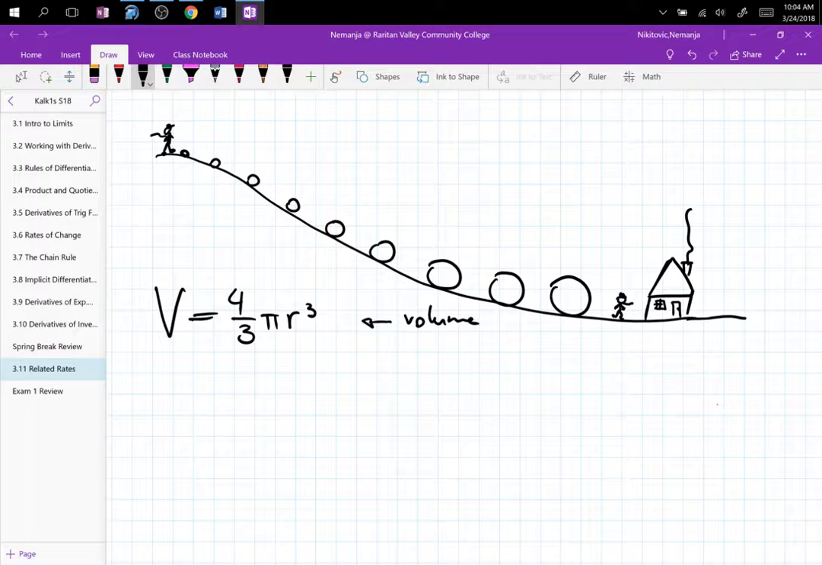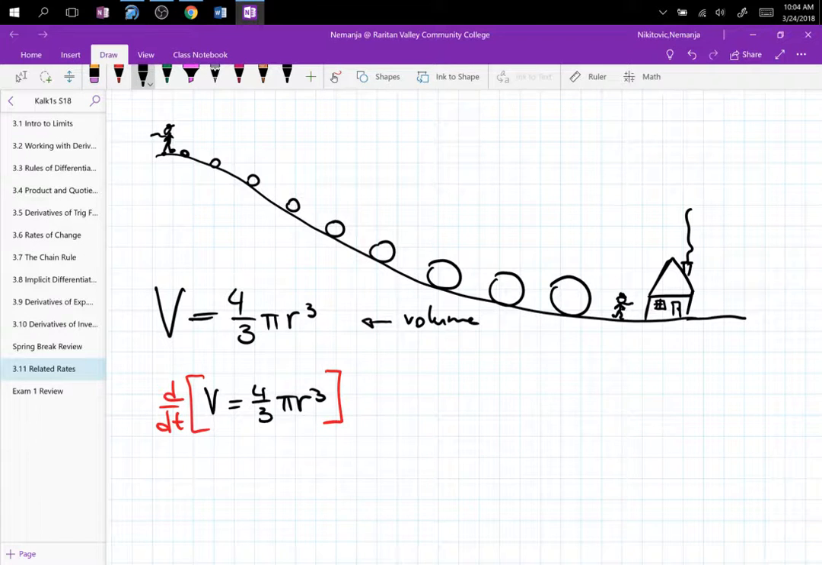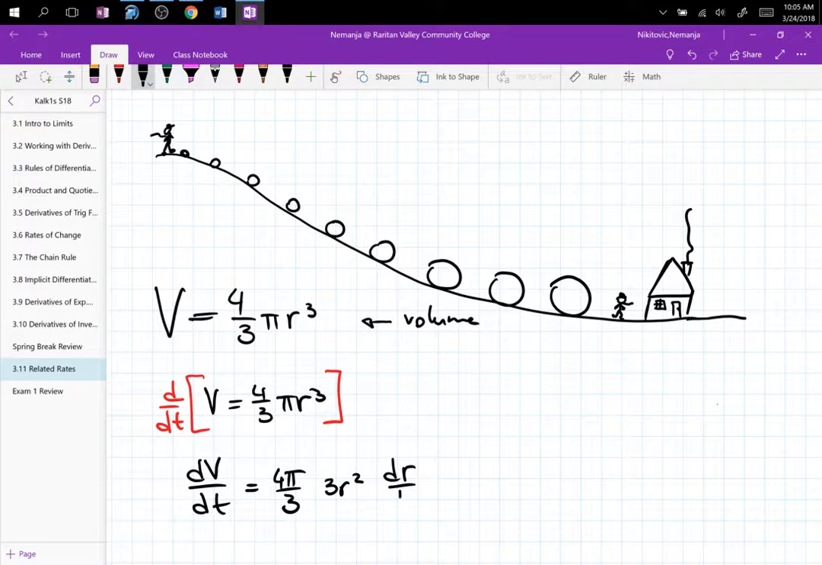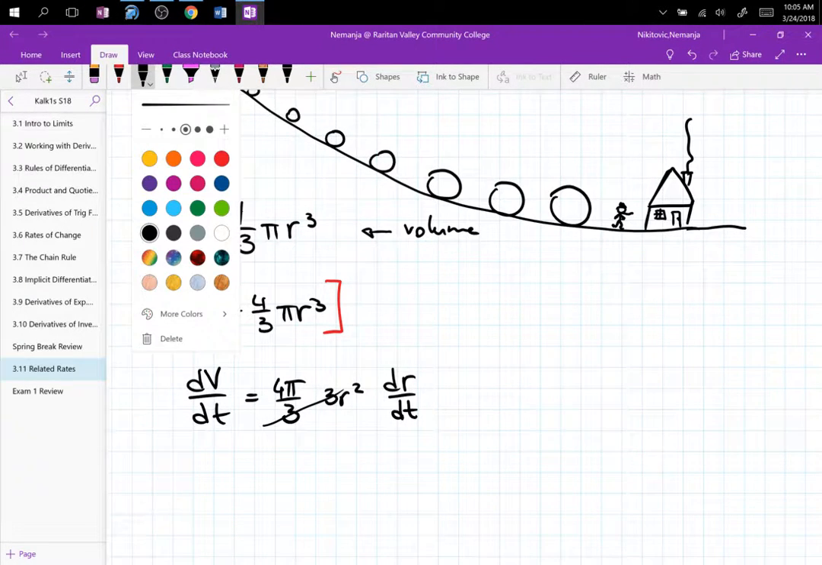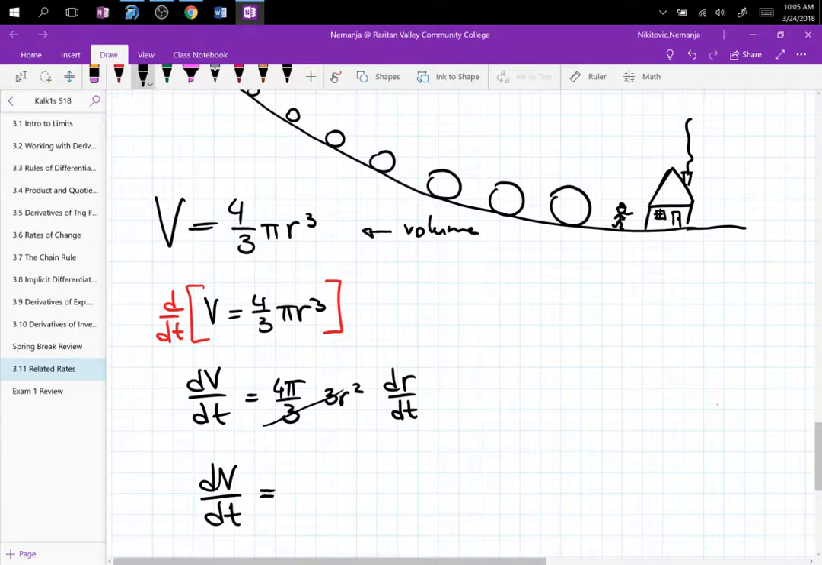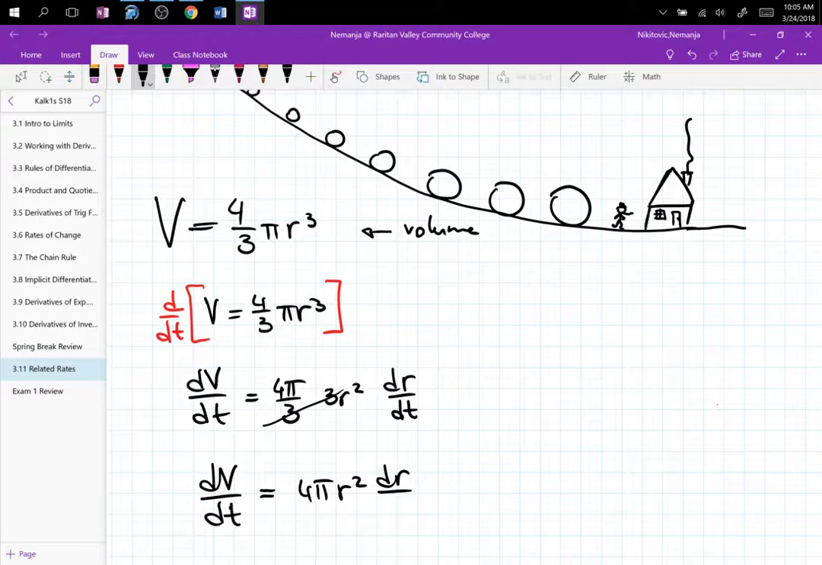So volume. Now what are we going to do? We are going to take the time derivative in this case. So volume is equal to 4/3 pi r cubed. Take the time derivative. So d dt. Implicit differentiation kicks in again. The derivative of V is 1, followed with the chain dV/dt equals, on the other side, 4 pi thirds is a constant. The derivative of r cubed is 3r squared, followed with the dr/dt chain rule. 3's die. And we have dV/dt equals 4 pi r squared dr/dt.